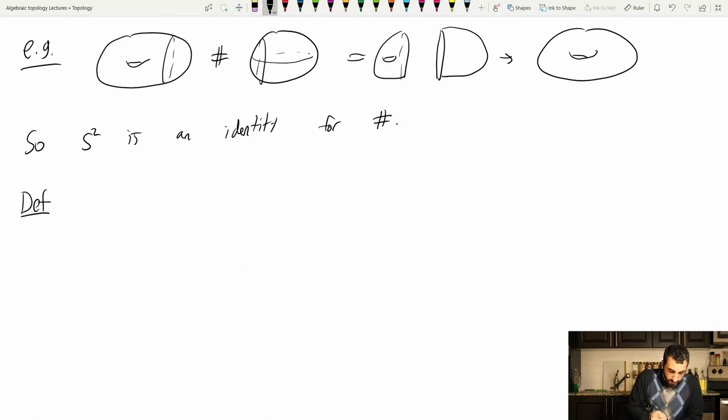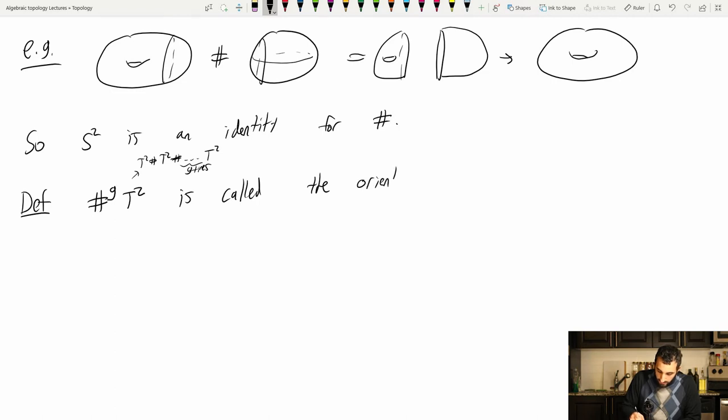So here's a definition. The connected sum of G T2s, so by this I mean, of course, T2 connect sum T2 connect sum T2, G times, is called the closed orientable surface of genus G.